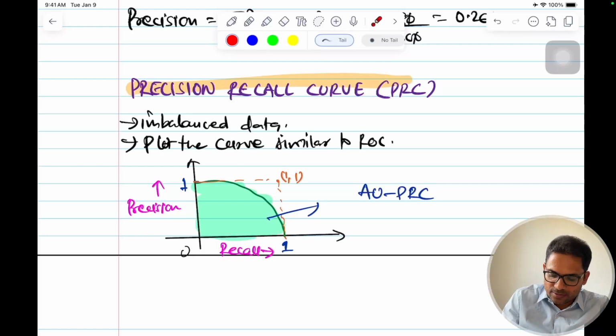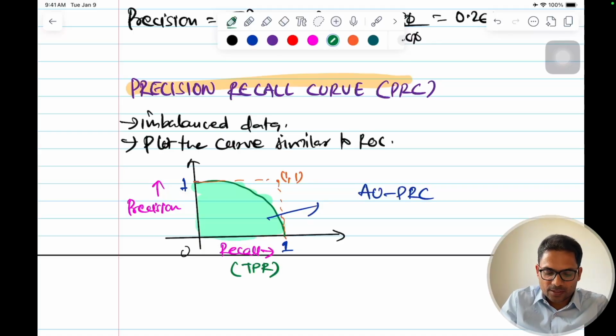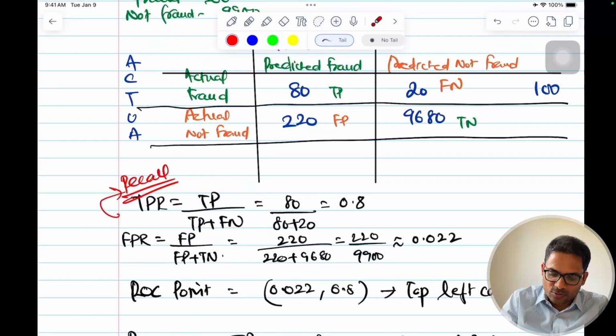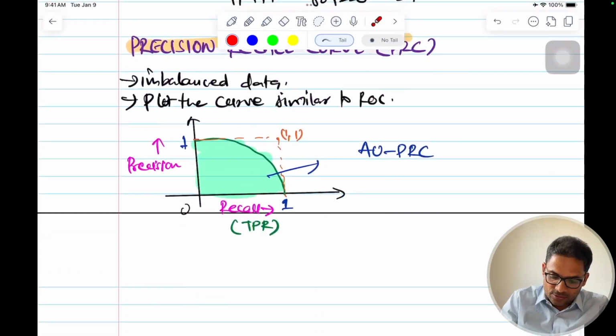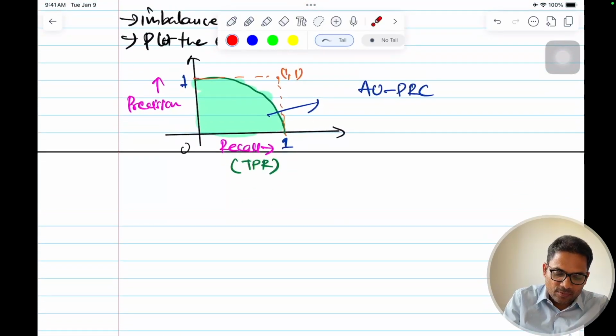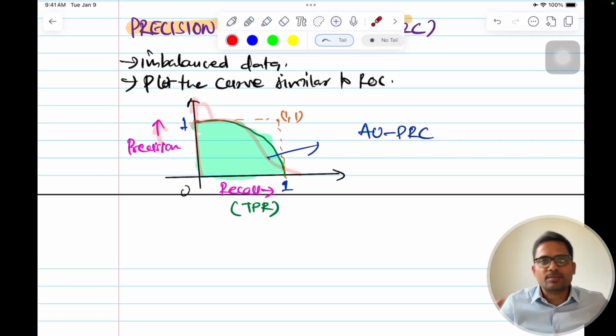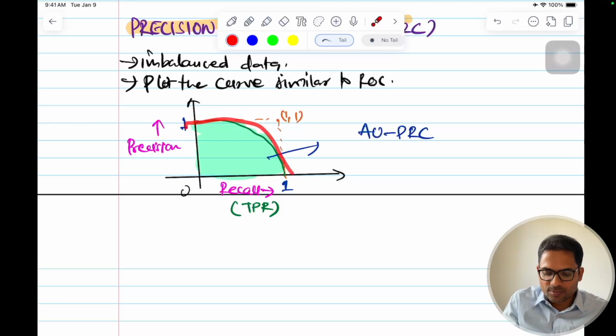So this is your false positive rate, true positive rate. Your true positive rate is your TP over TP plus FN. Yeah, this one. So this is also a recall: true positive plus false negative. So this is your recall on the x-axis and precision on the y-axis. And if you plot this, you will follow similar steps as ROC, and you will get the precision recall curve. I hope this is clear.